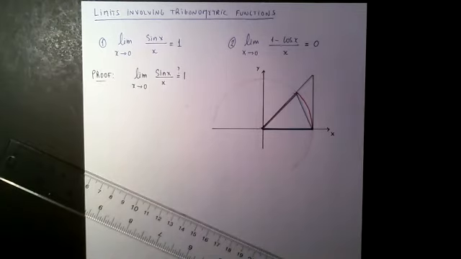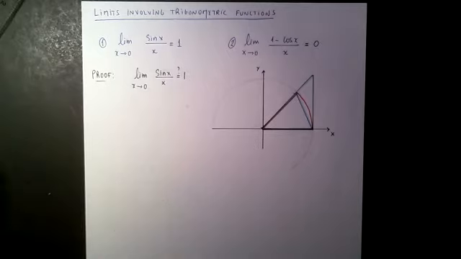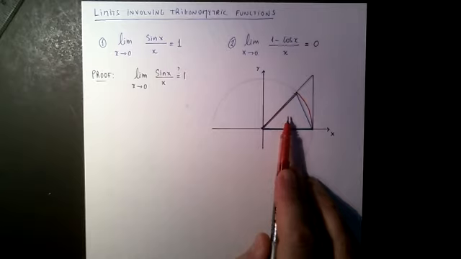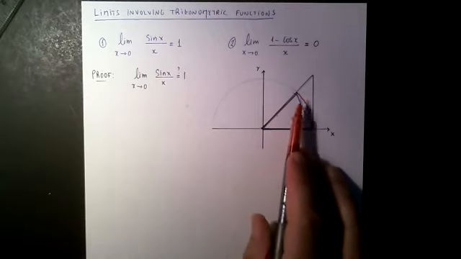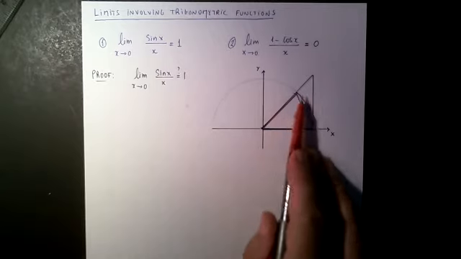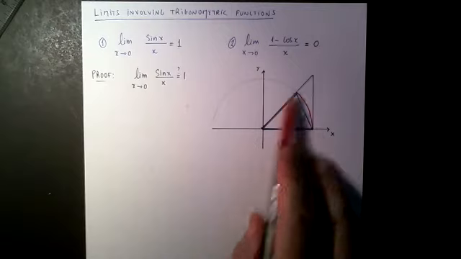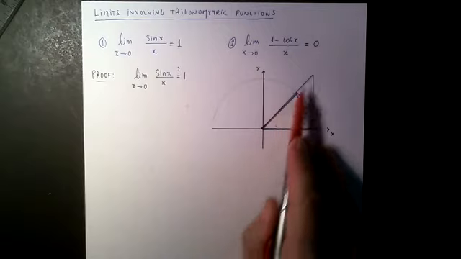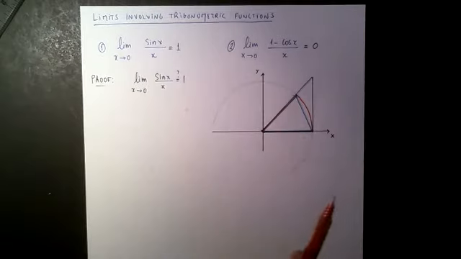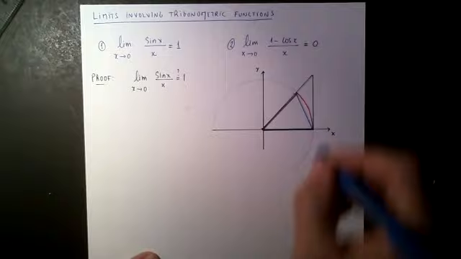Is this clear? Okay. Let's see where we're going with this. So it is clear to me that the blue triangle is included inside the slice of pizza, the sector, which itself is included in the green triangle. Okay, this is clear for everyone, I guess.